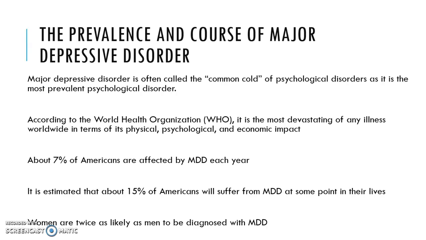So now we're going to talk about the prevalence and course of major depressive disorder. Major depressive disorder is often referred to as the common cold of psychological disorders because it's the most prevalent. More people have major depressive disorder than any other mental illness. According to the World Health Organization, it is also the most devastating of any illness worldwide in terms of its physical, psychological, and economic impact. About 7% of Americans are affected by MDD each year. It is estimated that about 15% of Americans will suffer from MDD at some point in their lives.